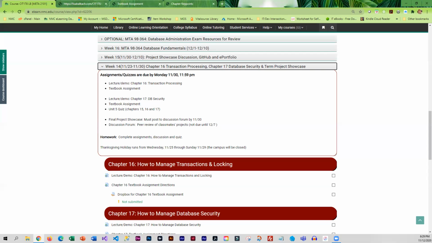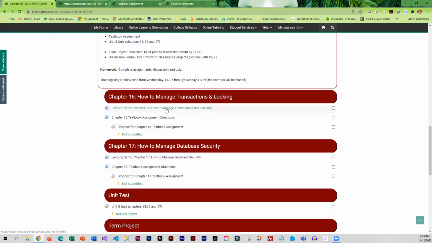Chapter 17 deals with database security. And a lot of what we're going to cover is how to add users and grant them permission to do different types of updates in your database. We also have the term project showcase to finish up. So there is kind of a lot this week, but I don't think it'll take you all that much time.